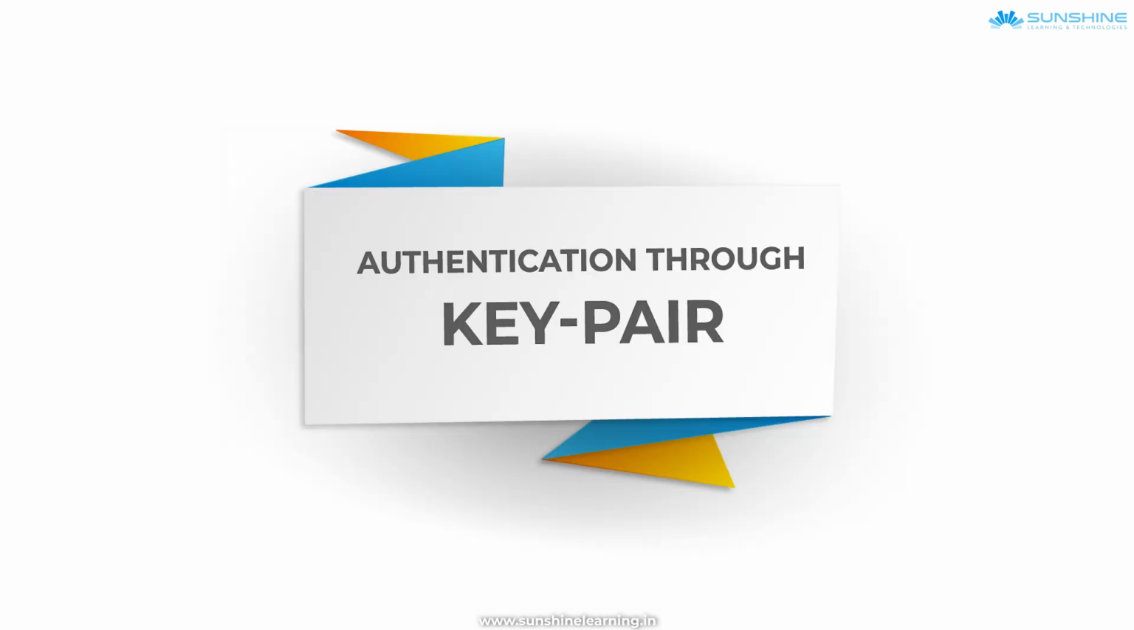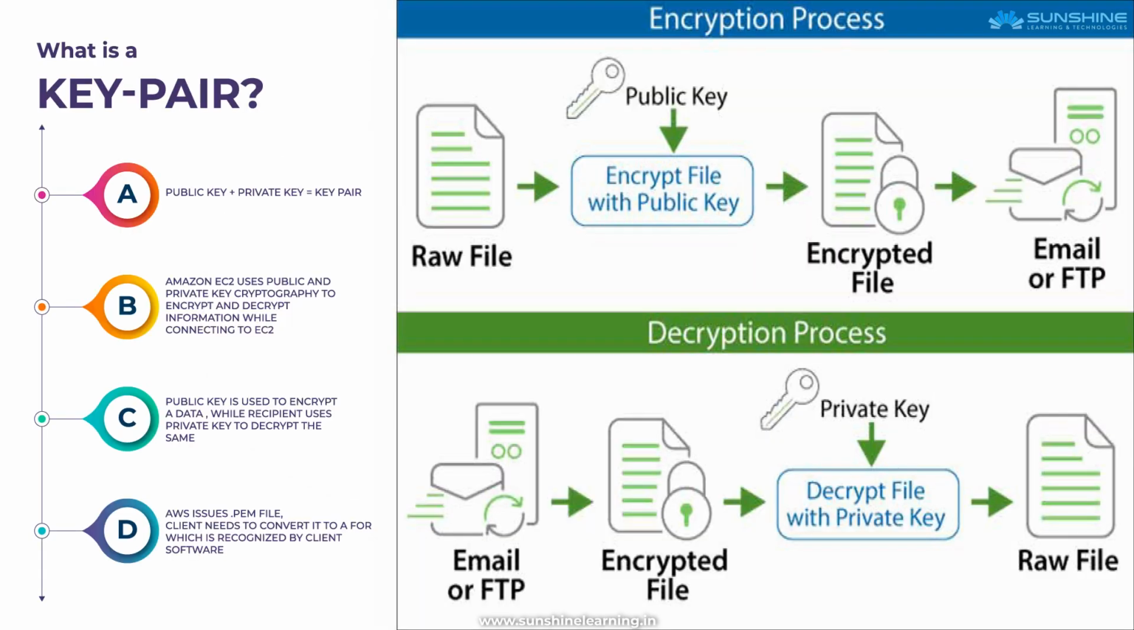Then we have another mechanism when we create an EC2 instance, that is called a key pair, which is also a security mechanism to connect to the instances, and that prevents any false login on our instances. So what is a key pair? A key pair is a public plus a private key in encrypted format. So when we create an instance, we need to create a private key and store it on our local system, and its public key copy is stored with AWS.